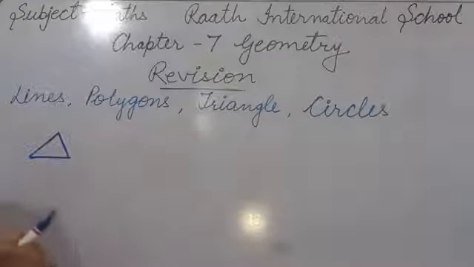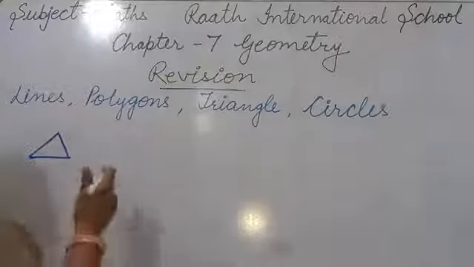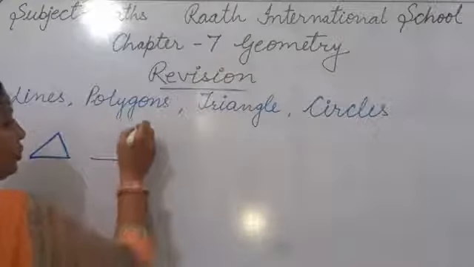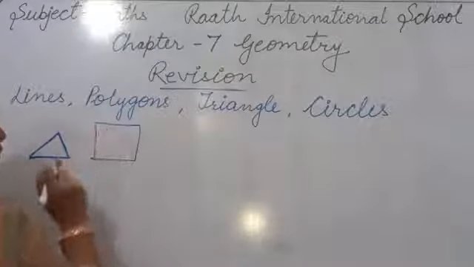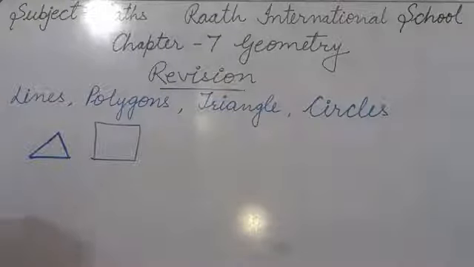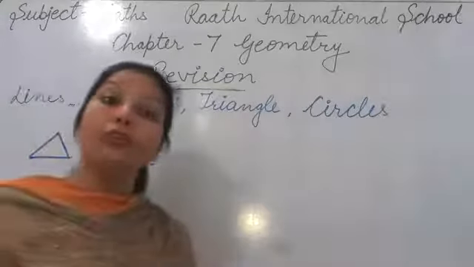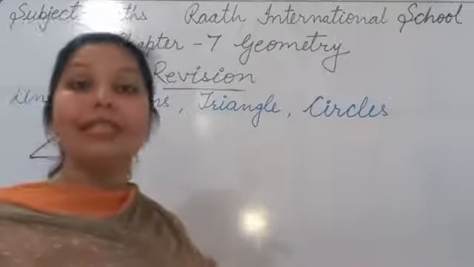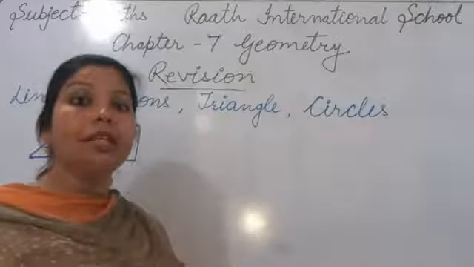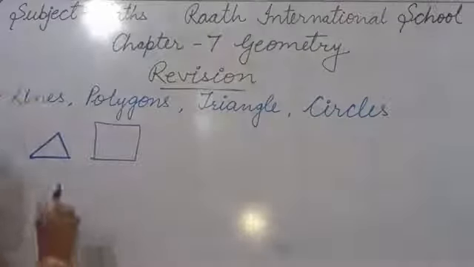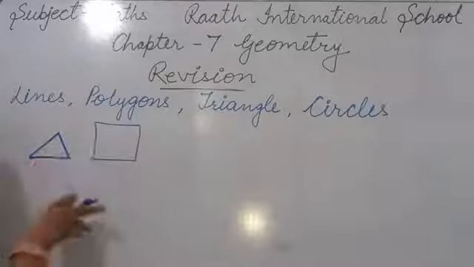Now after that, a polygon made up of 4 line segments, जो 4 line segment से बनता है, what we call that? Quadrilateral. जो आपके पास square, rectangle, kite, parallelogram, rhombus. These are the different types of quadrilateral. ये quadrilateral के type हैं. A figure made up of 4 line segments is known as a quadrilateral.